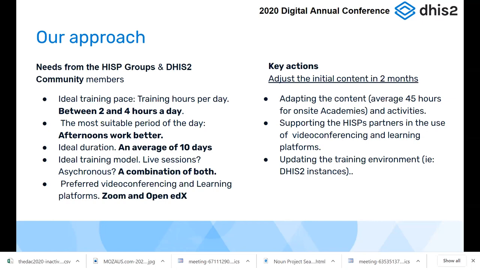When I talk about content, it's roughly 45 hours that we used to have for on-site academies for the material, that we split in order to fit the digital format and the two 4-hour trainings per day. The other thing that we had to do, especially for level one academies, was to make sure that we support our partners from HISP in the use of the platforms for video conferencing and also the learning platform OpenADX. And obviously we also had to update the training environment for each academy, such as, for instance, the training DHIS2 instances.